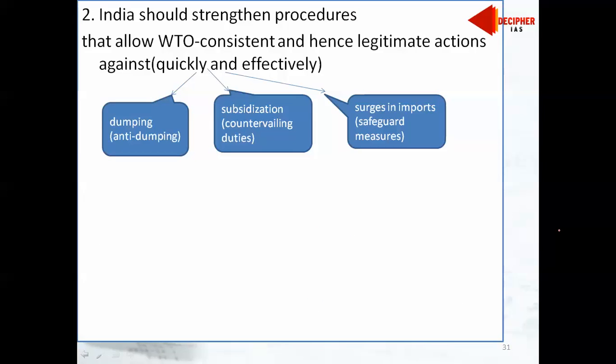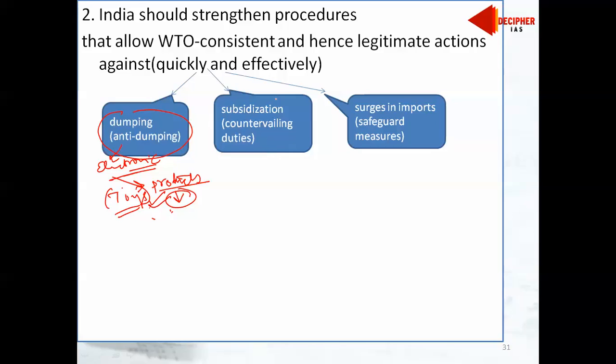India should strengthen the procedures that allow WTO consistent, hence legitimate, actions against dumping, which is done by China many times for electronic goods. What is dumping? That is artificially reducing the prices of products below the market price, so that it can increase the market share in a particular economy. China has done this in toys, for example, in India.